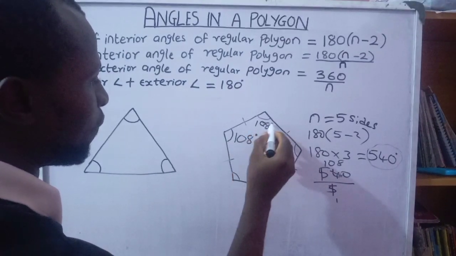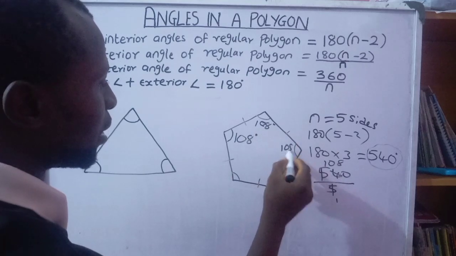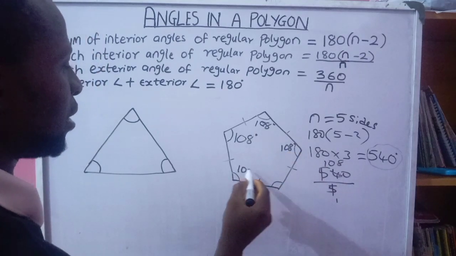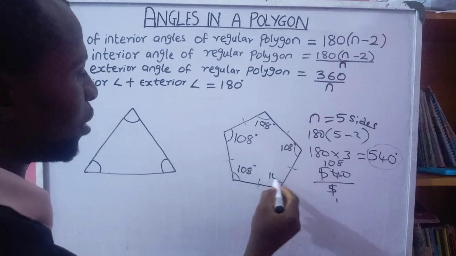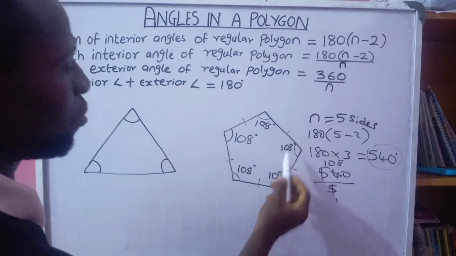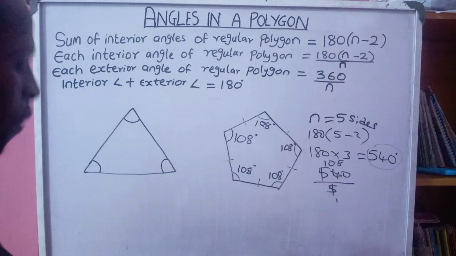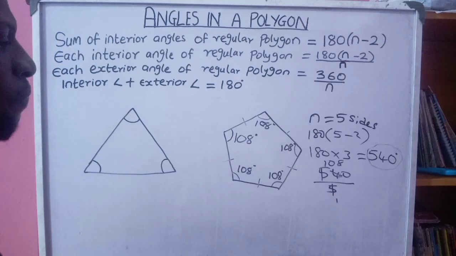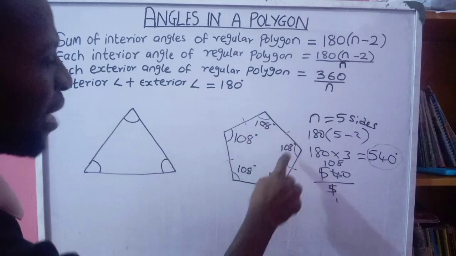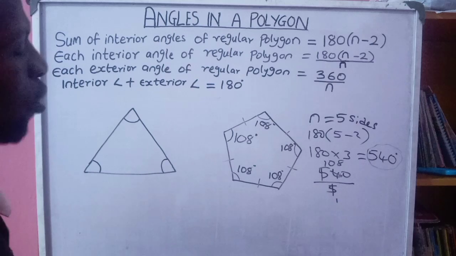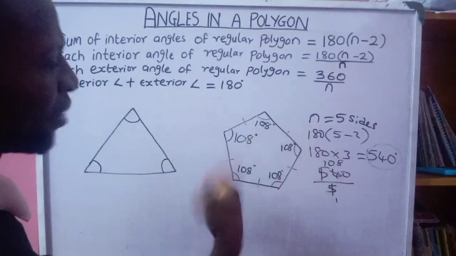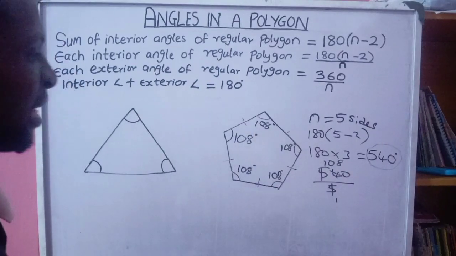108 degrees for each of them. 108 degrees, 108 degrees, and 108 degrees. That is the value of each interior angle of a regular pentagon. The reason why we call it regular is because each of the angles is equal. But a situation will come whereby one of the angles will be bigger than the others. That is to say, it becomes irregular.